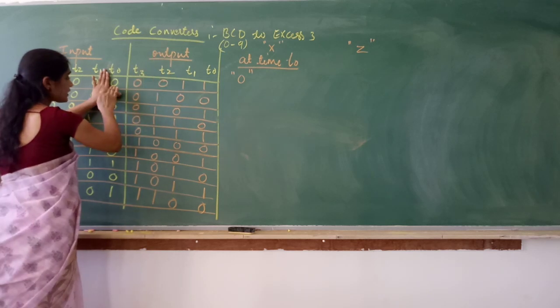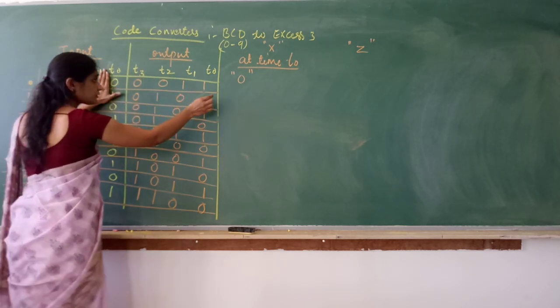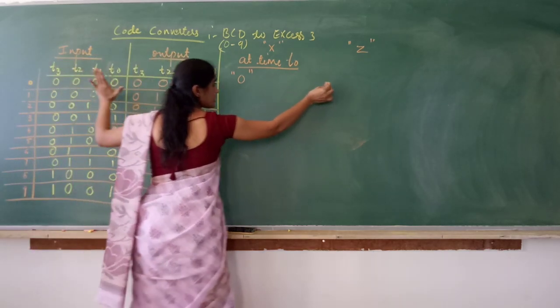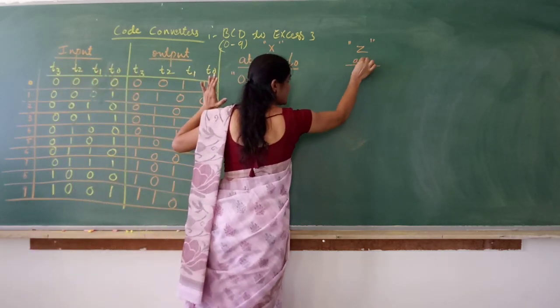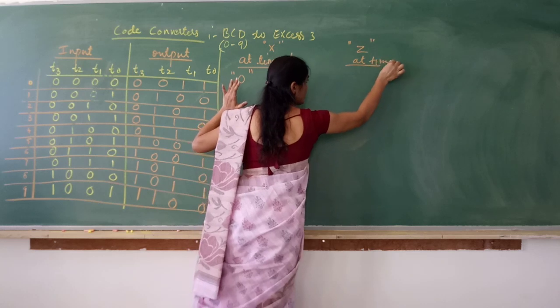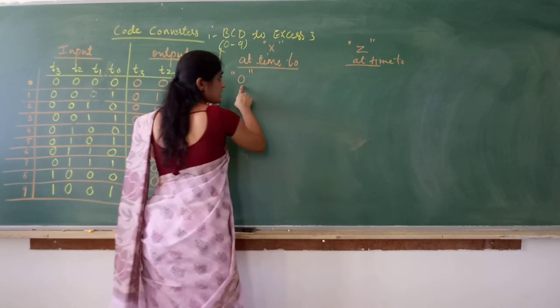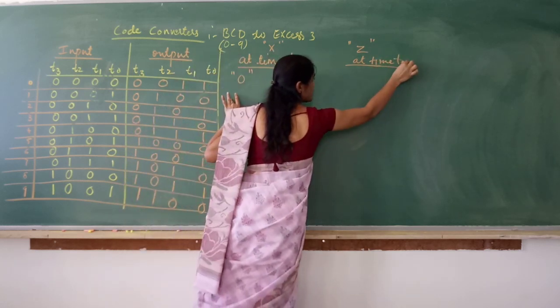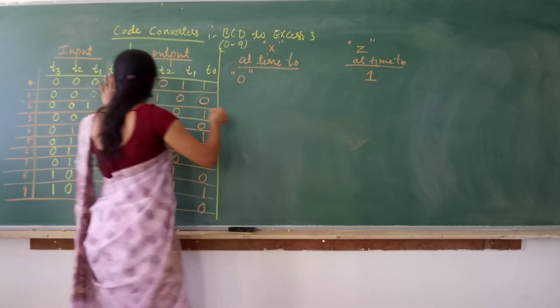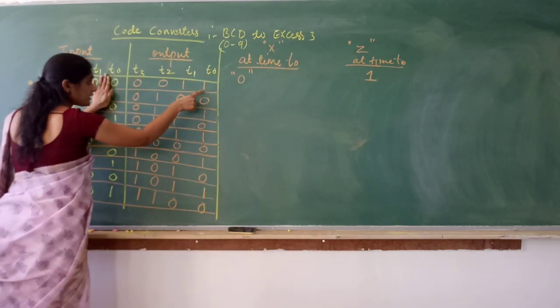Just look at the output. At time t0, if I have received 0, what is the output I should get? Again at time t0 only. If I have received the input as 0, what is the output I should get? 1. If I have received 0, I get 1.